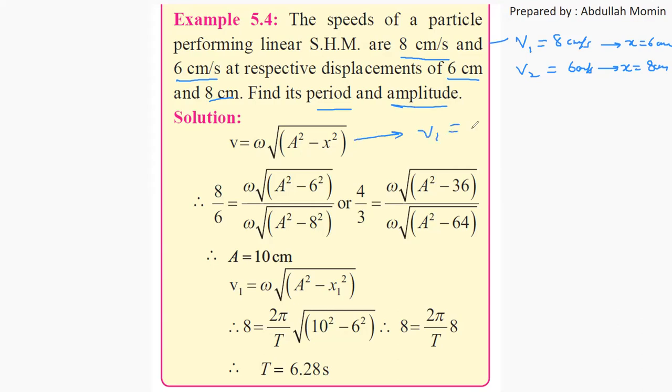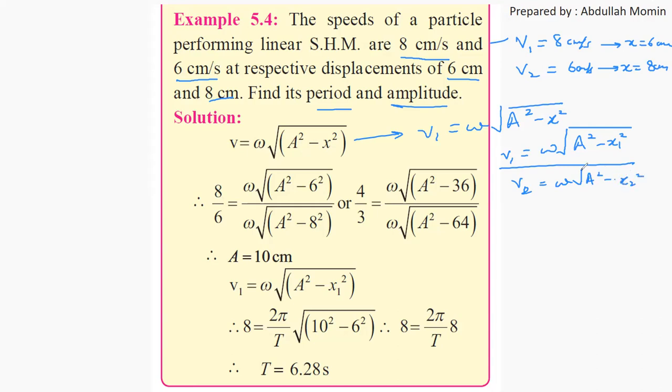So we have the equation speed is equal to omega times root of (A square minus x square). So we can write v1 is equal to omega root of (A square minus x1 square), divided by v2 is equal to omega root of (A square minus x2 square). So v1 is 8, v2 is 6, omega and omega get cancelled, root of (A square minus x1 square) divided by root of (A square minus x2 square). So this 8 by 6 becomes 4 by 3.